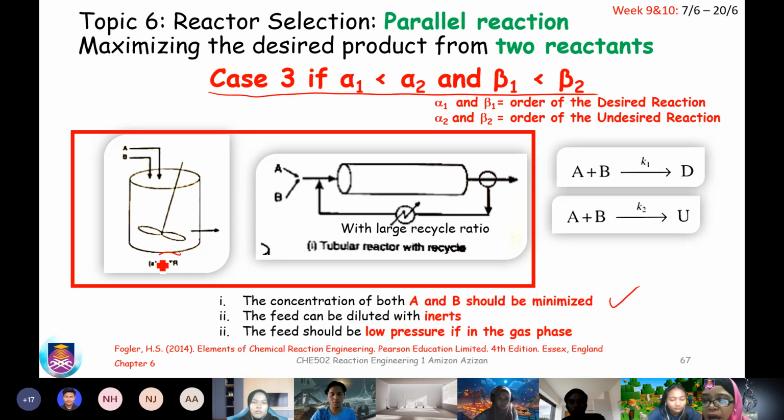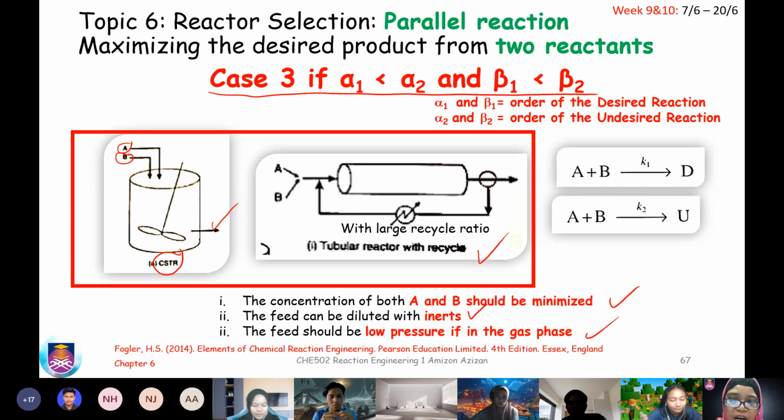All right. Now we're going to choose CSTR because for a perfectly mixed CSTR, the concentration is always at its lowest. Then we have A and B being fed as two different streams to the CSTR. That will give you low CA and CB. Then, of course, again, I repeat, you can dilute it with inerts. That would also reduce the concentration. And if you're dealing with gas, then low pressure. And that is for CSTR.